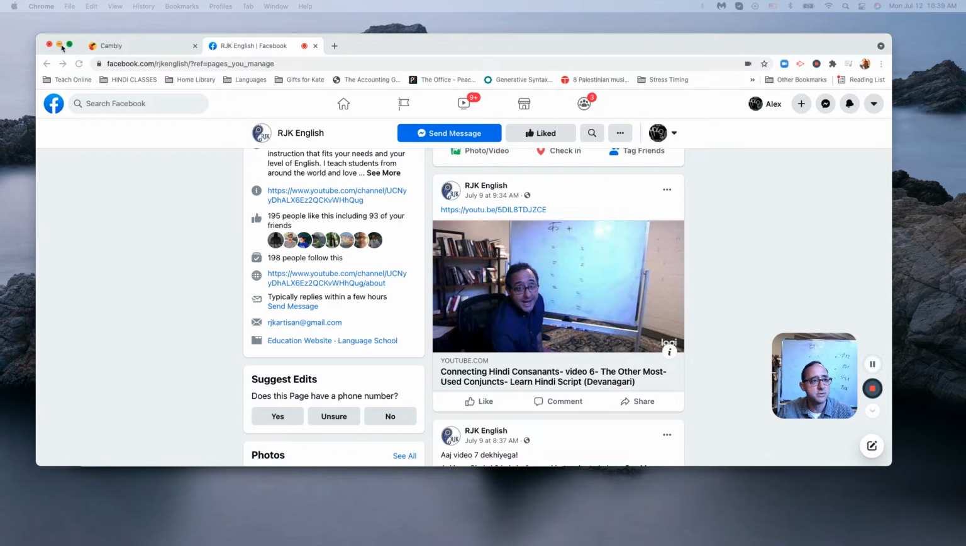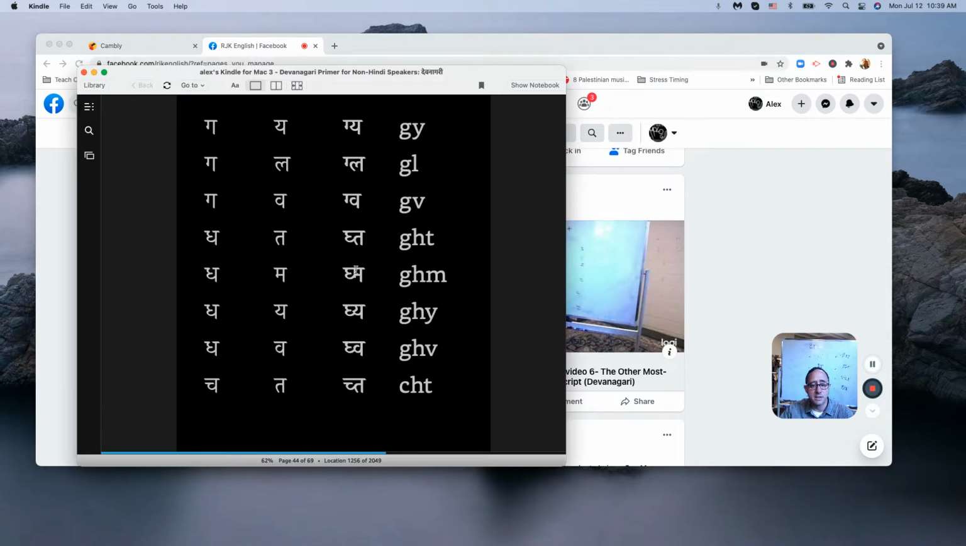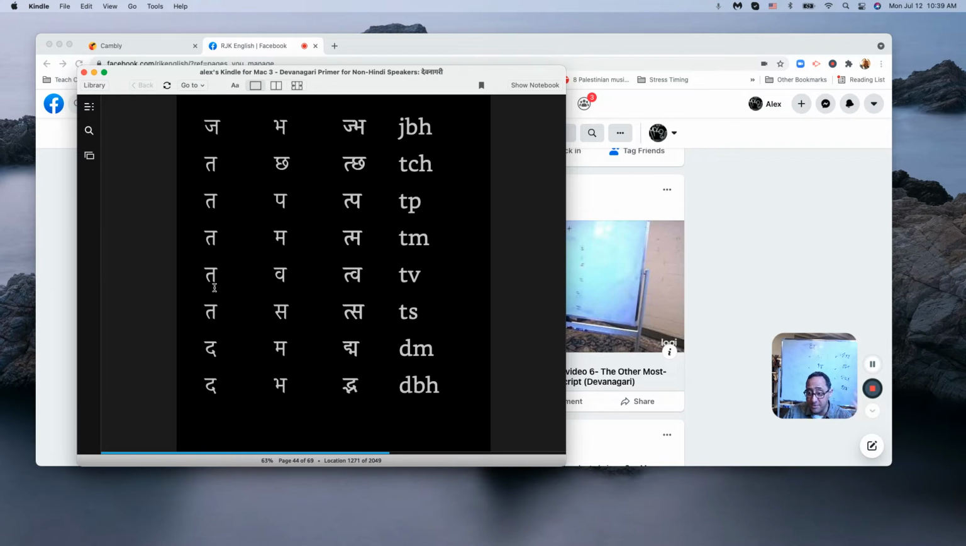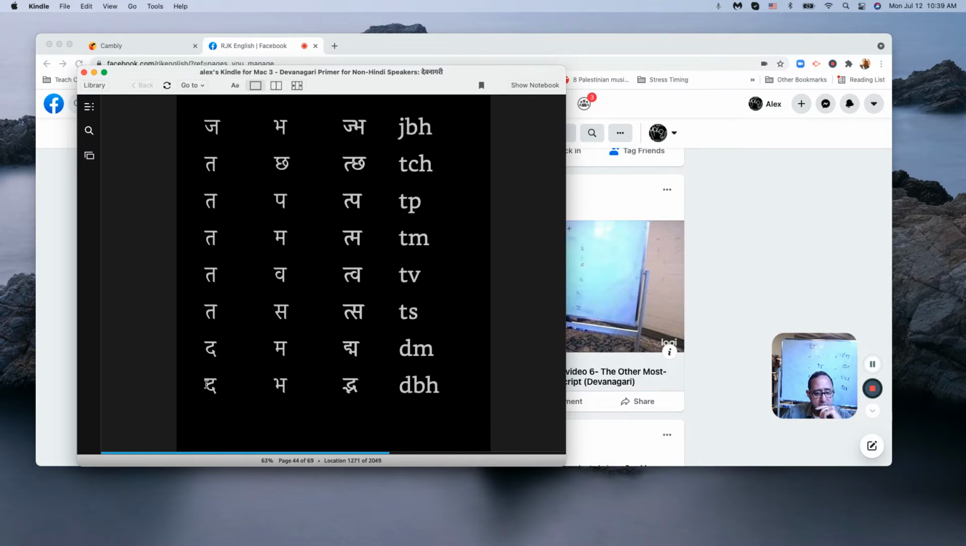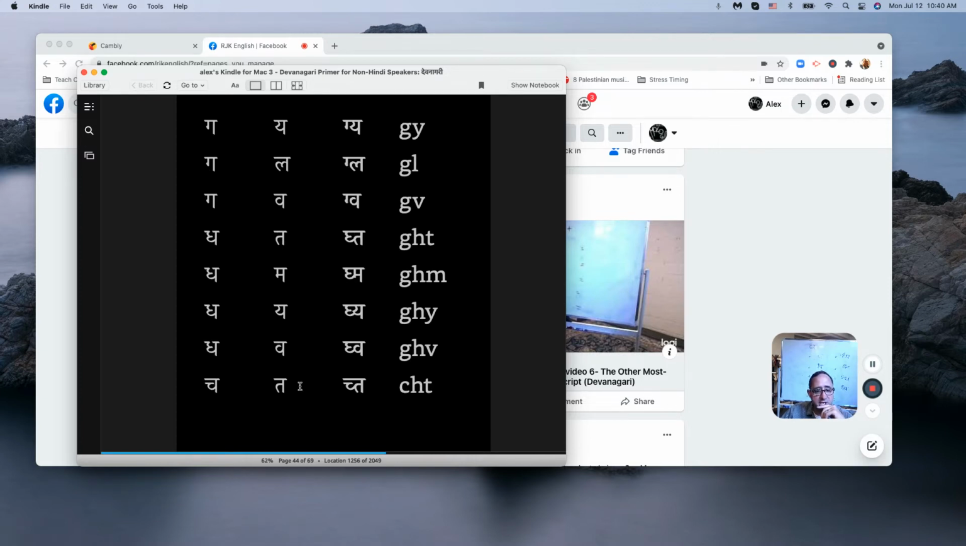So let's go to my book and look at the rest. We got through the velars, which is g and everything. Now we're going to go on to the palatals, the ch, j, and we're going to keep going through everything. These are the most used conjunct consonants. So here you can see ch and ta.